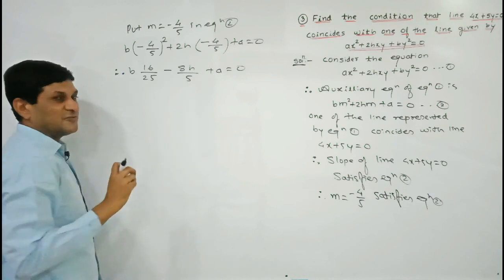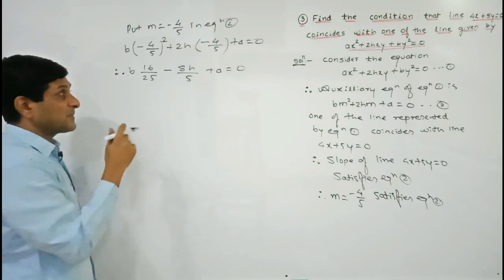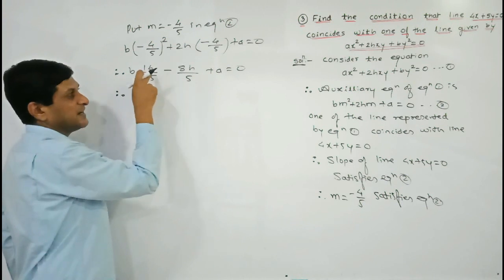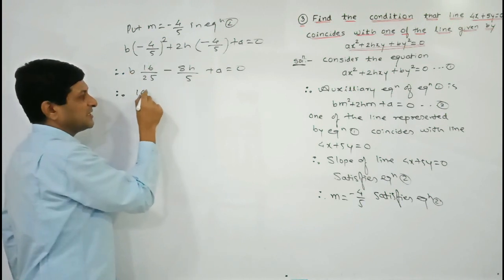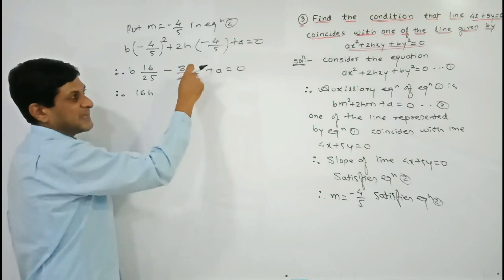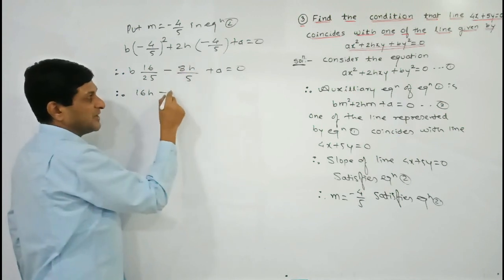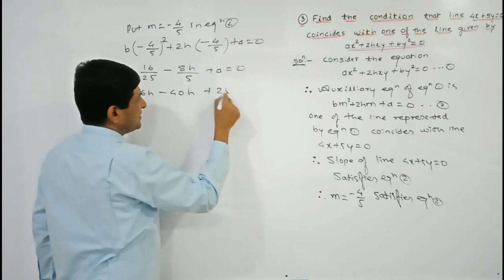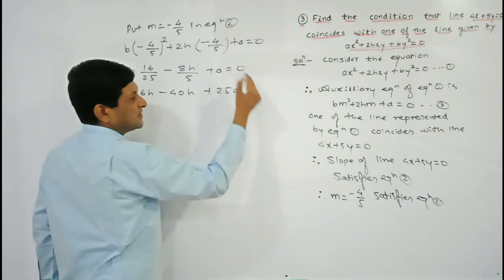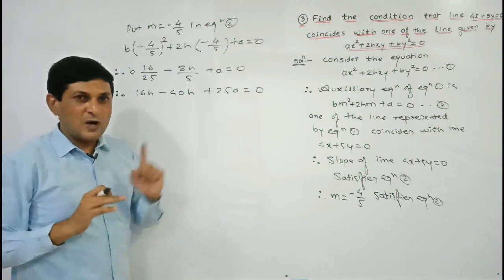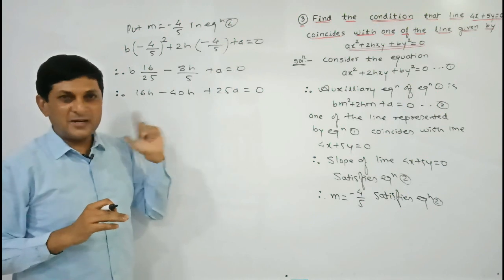What is the LCM of 5 and 25? 25. So multiply both sides by 25. If I multiply the first term by 25, it will get cancelled here. The remaining term is 16b. If I multiply here by 25, 5 fives are 25 and 5 into minus 8 will be 40. Minus 40h plus, multiplying by 25, we get 25a, and on this side 0 into 25 will be equal to 0. This result we have got simply by multiplying both sides by 25.